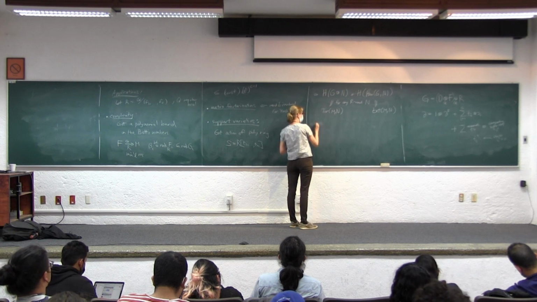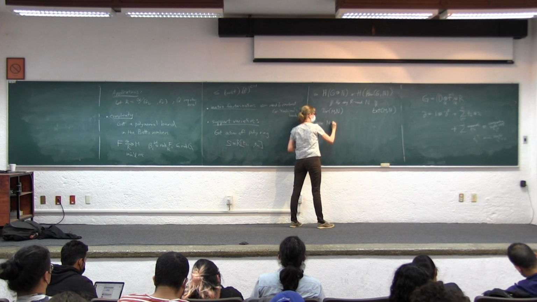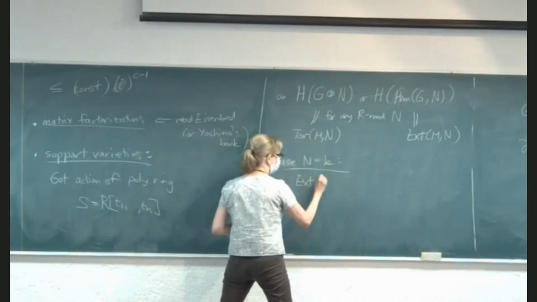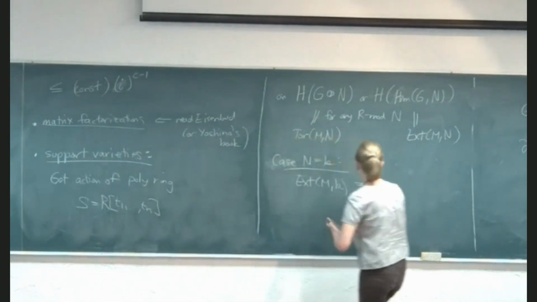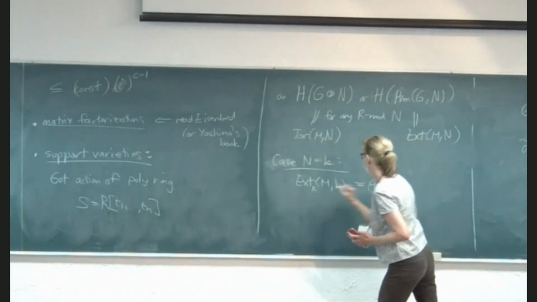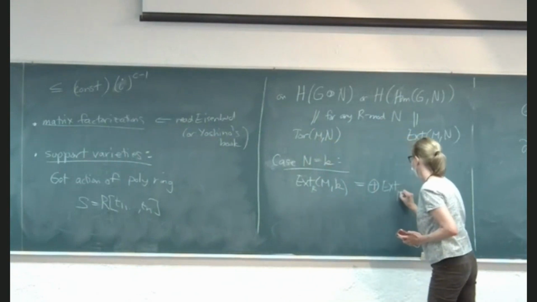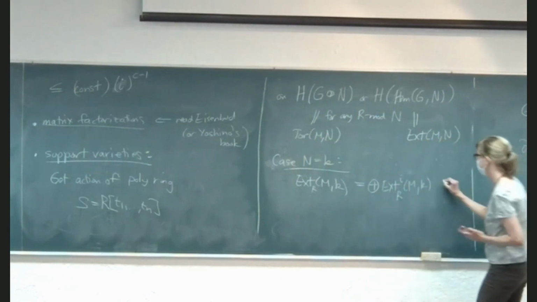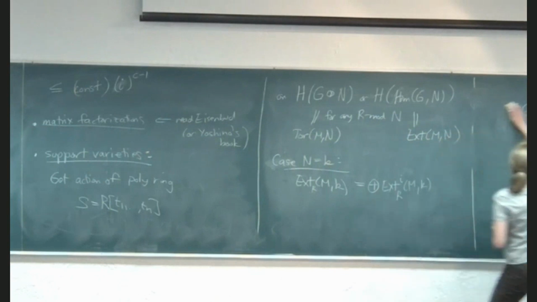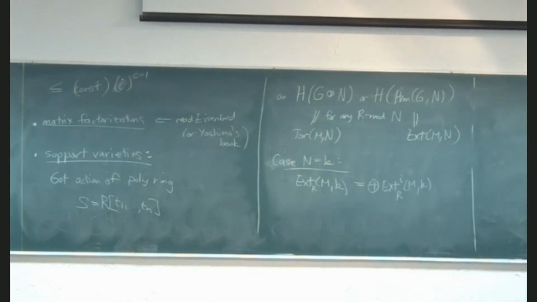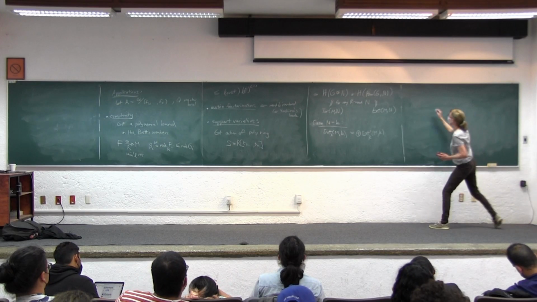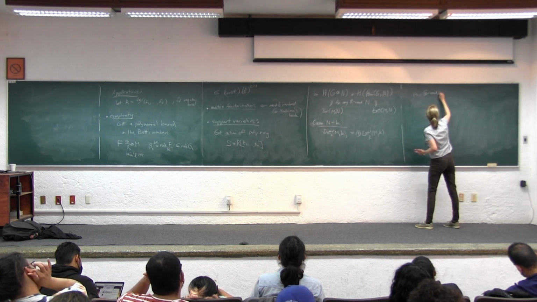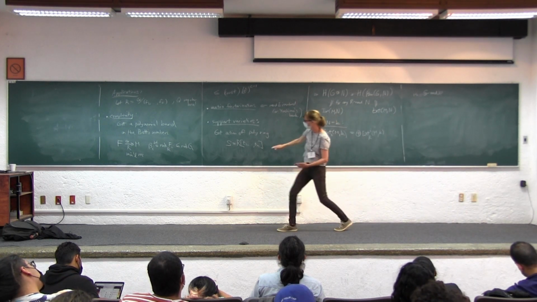if you take the case n equals k, you get Ext of M and k, which, I should be more explicit, is the direct sum of Ext^i of M and k for all i. So this is a module over S, over the polynomial ring. So this is an S-module. But this is nice because S is a very beautiful ring. It's just a polynomial ring.